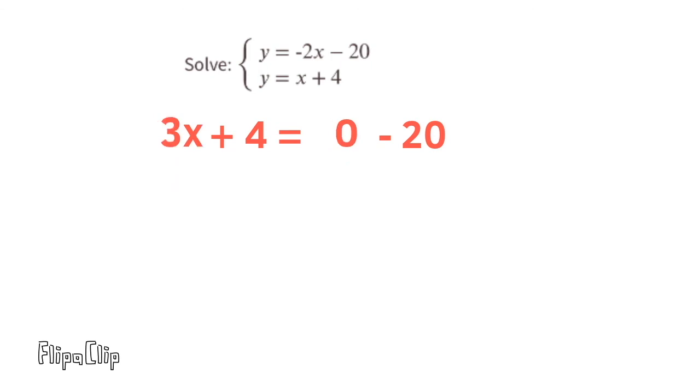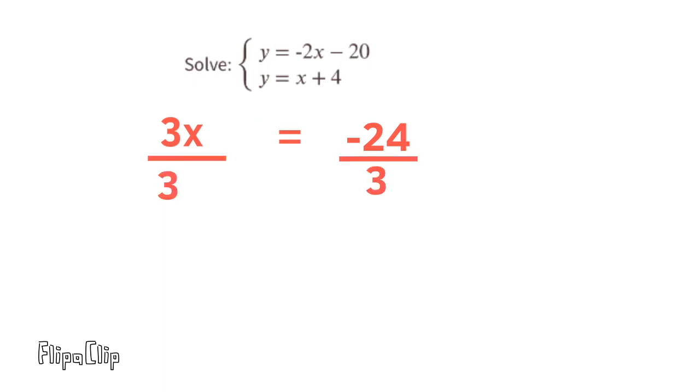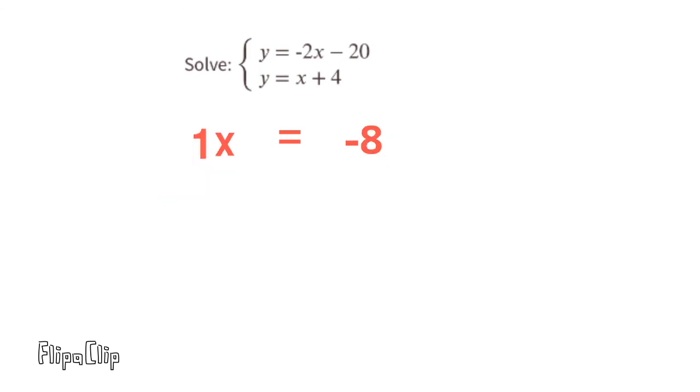Now the equation reads 3x plus 4 equals negative 20. Let's subtract 4 from both sides of the equal sign. 4 minus 4 cancels each other out, and negative 20 minus 4 equals negative 24. Now the equation reads 3x equals negative 24. Let's divide both sides of the equal sign by 3. 3x divided by 3 equals 1x, or x, and negative 24 divided by 3 equals negative 8. 1x, or x, equals negative 8.